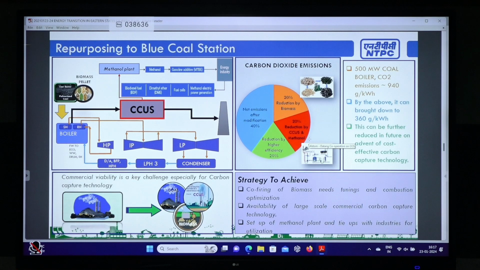Sir, one question: in CCUS, what are you using, renewable? The plan is to capture the carbon from the flue gas, produce hydrogen from electricity by electrolysis, then synthesize methanol, and that methanol can be used in your transport vehicles or anywhere, and you can utilize that. That is the plan. Thereby you are reducing the carbon footprint to 360 grams, from 940 to 360 grams.